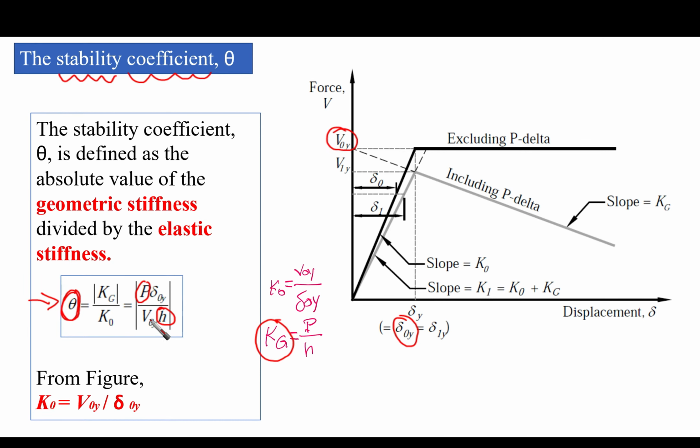We have this is delta node yield and this is V node yield. So substituting here, it's in the denominator. So we have V node yield here and delta node yield here. And this is the coefficient, the stability coefficient. Okay, now this is why we are talking about this stability coefficient and why we have taken it as an indicator for the P delta.